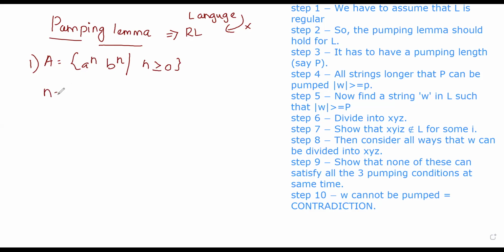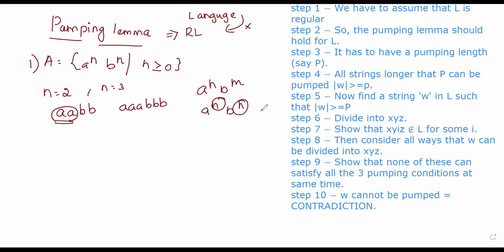If n is equal to 2, a will appear twice and b will appear twice, so a squared followed by b squared. Similarly, if n is equal to 3, three a's followed by three b's. The main point is that the value of n is the same for both a and b. It is not a^n b^m, it is a^n b^n. Since both n's are the same, the machine has to remember the number of a's, and only then can the same number of b's be generated.